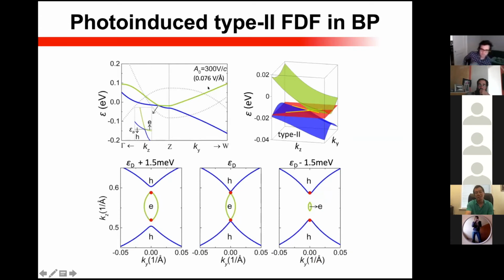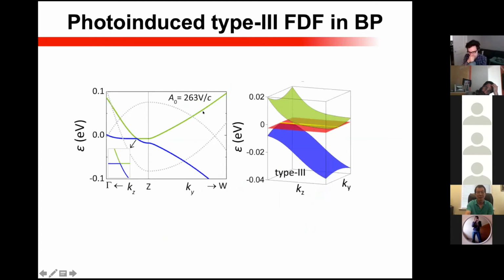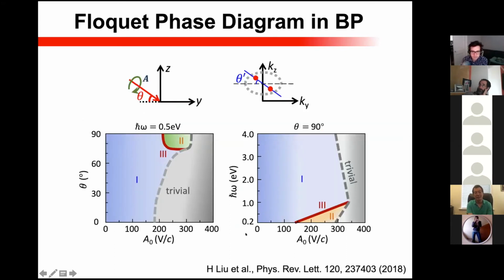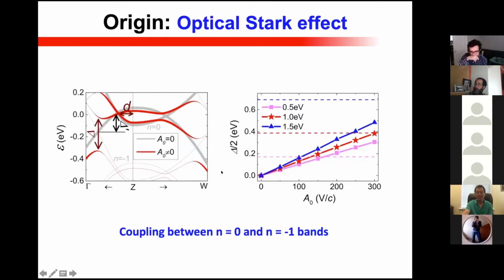So you just increase the light intensity, then this type 2 becomes type 1 becomes type 2, and in between there's an intensity where it is type 3. So basically, by tuning the intensity, frequency, and angle of illumination, you can calculate this phase diagram of different Dirac cone shapes 1, 2, 3. The physical reason for this is, as I mentioned, the coupling between the virtual Bloch band and the ground state, which I will skip.